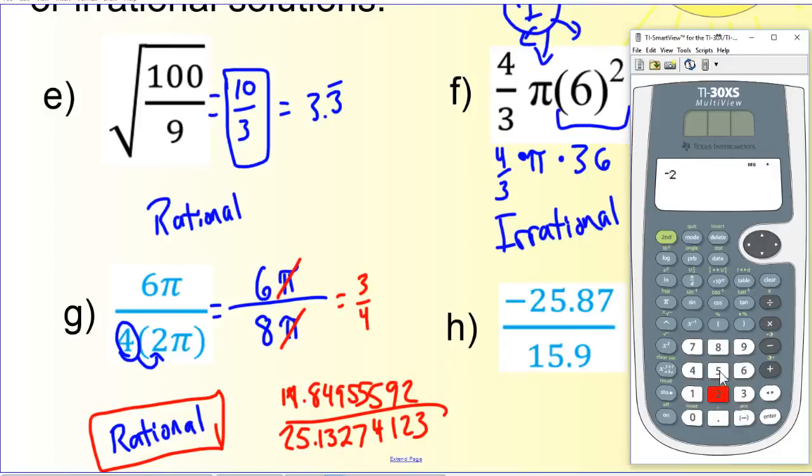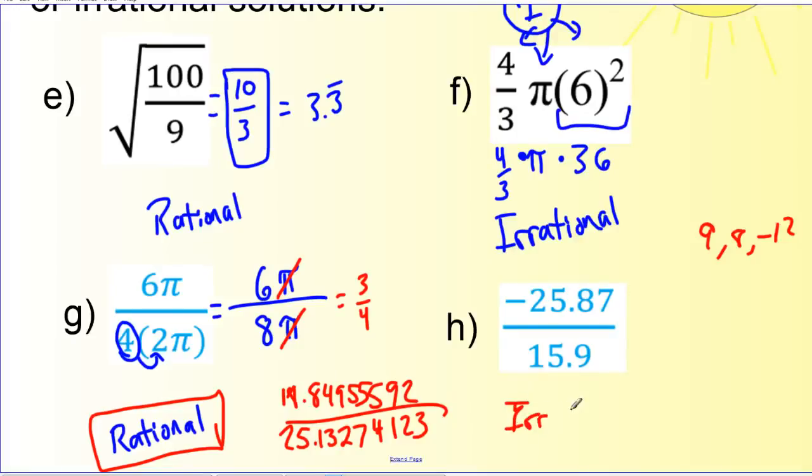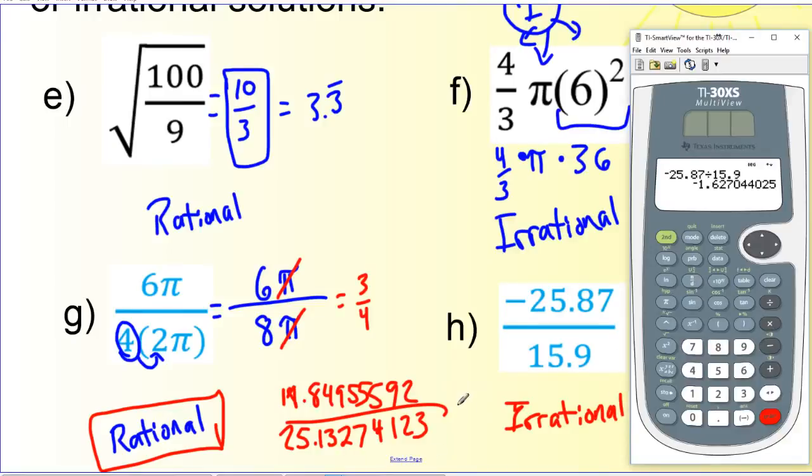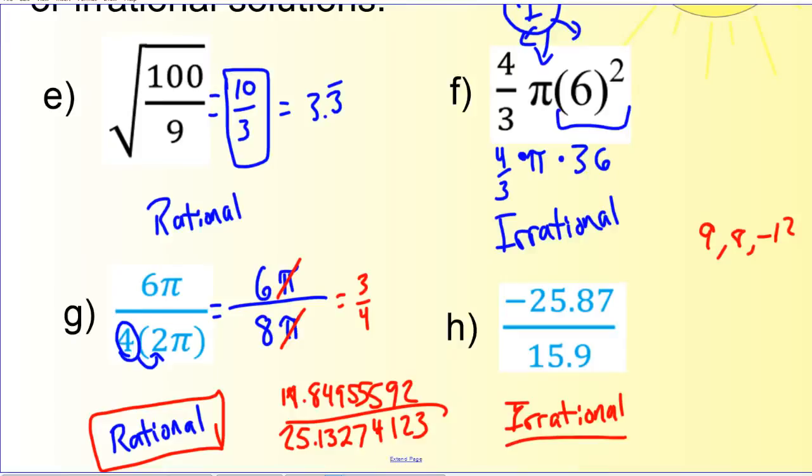So I did -25.87 divided by 15.9. I don't know what this is going to give me. All right, there it is. I'm looking at it. I don't see a pattern. I don't see it stopping. I'm going to go ahead and say it's irrational. That's an irrational number. It did not stop. It did not have a repeating pattern. It's irrational.